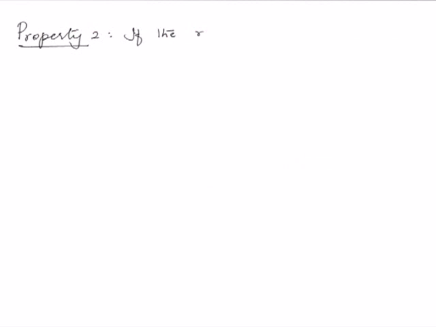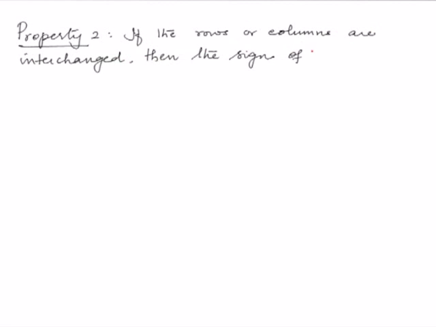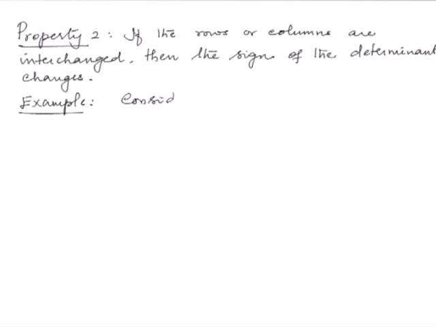In this video, we are going to understand the second and the third property. The second property states that if two rows or columns of a determinant are interchanged, then the sign of the determinant changes. That is, if you exchange two rows or columns, then the value of the determinant on calculation will indicate a difference in the sign. So let us consider the same delta which we considered in the first property.